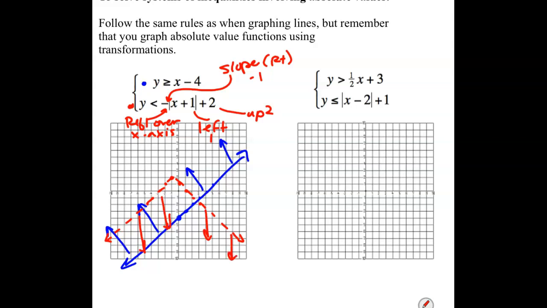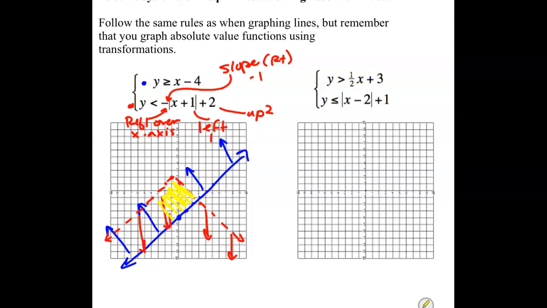So if we look for the place where they overlap, where both things are being shaded, we have to be above the blue line but below the red V. So we are looking at shading all of this section.